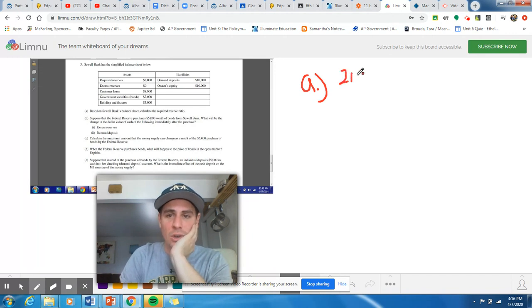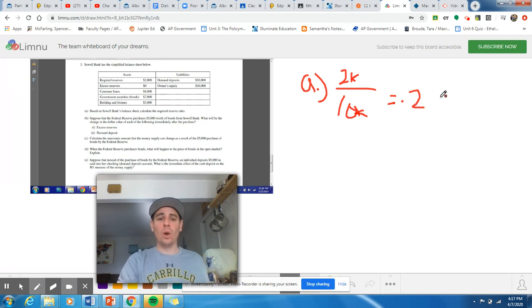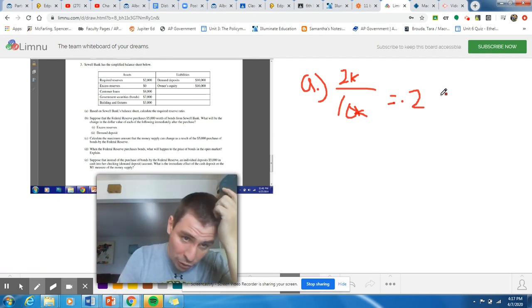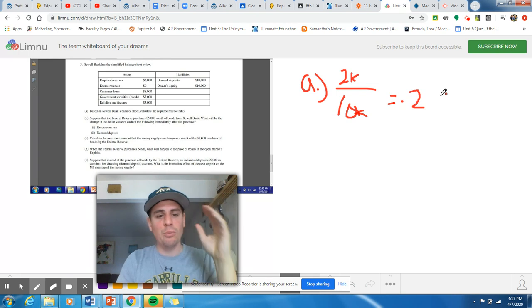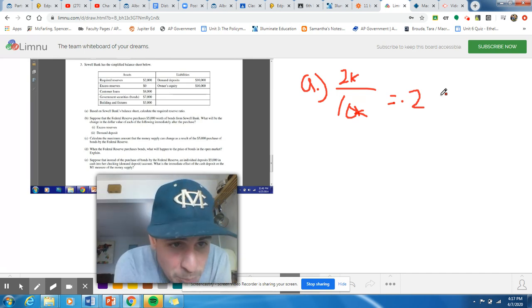So 2K from required reserves right here over the 10K. That's 10K, obviously. 2 over 10K equals 0.2. What this means is that banks have to hold on to 20% of every dollar that gets deposited, in case people want to withdraw. So 20% is our required reserve ratio. That's the answer to A. You can either do 0.2 or 20%. I personally like 20%. I showed you 0.2. I don't know why.